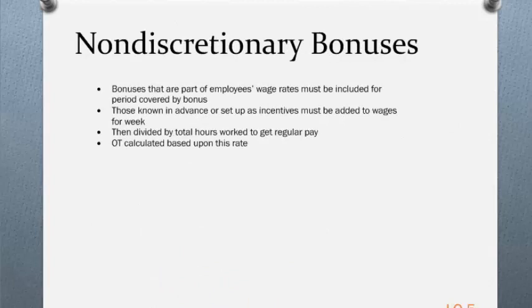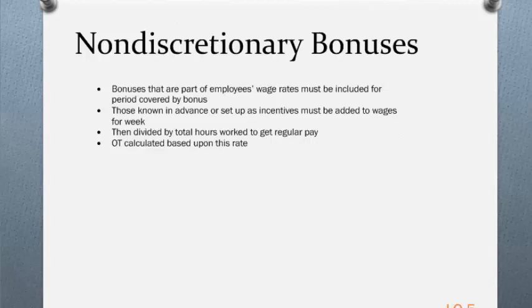Now let's talk about non-discretionary bonuses. There are two different types of bonuses: non-discretionary bonuses and discretionary bonuses. What I'm mostly focused on here is the non-discretionary bonus. A non-discretionary bonus is a bonus that is known about in advance. An employee knows exactly what they have to do to receive it. For example, an employee has to have perfect attendance to receive a $500 bonus at the end of the year. That employee knows that if they miss a day, they're not going to get their bonus. They know that they have to be there every day to get that bonus.